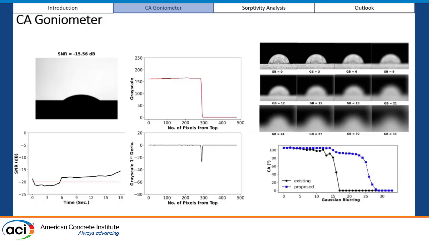And I was curious to see how the proposed method will perform compared to the existing method. The existing method, which is based off the commercial goniometers I showed you earlier, fits a polynomial to the boundary of the droplet by analyzing the signals. But the convolutional neural network becomes unstable at around a Gaussian blur of 25, somewhere here. So this image is still recognizable by the CNN.